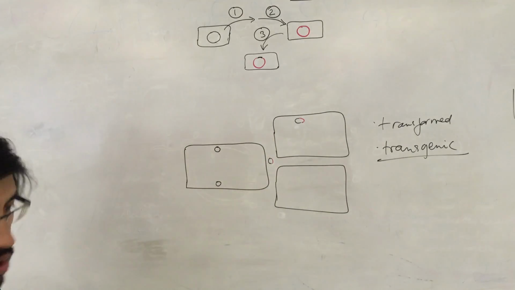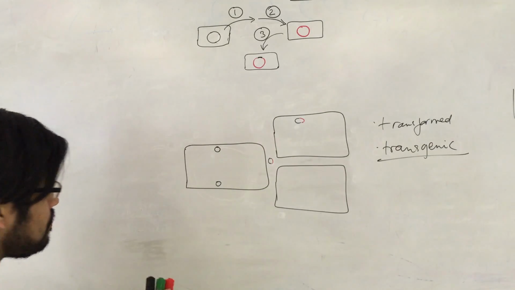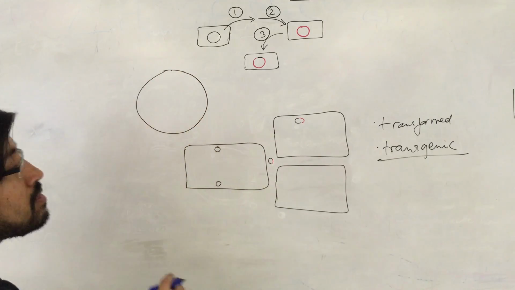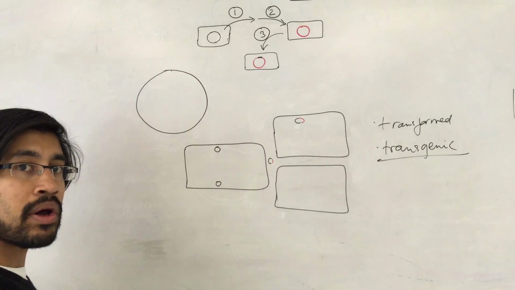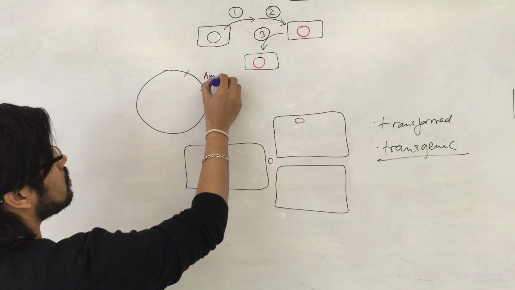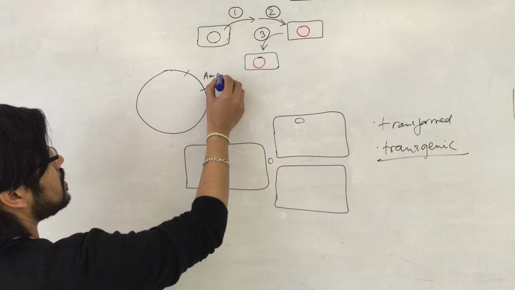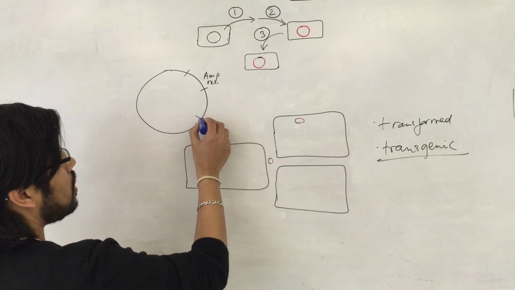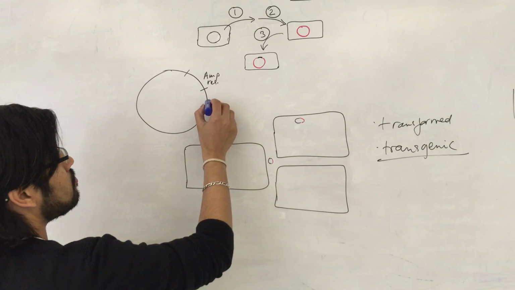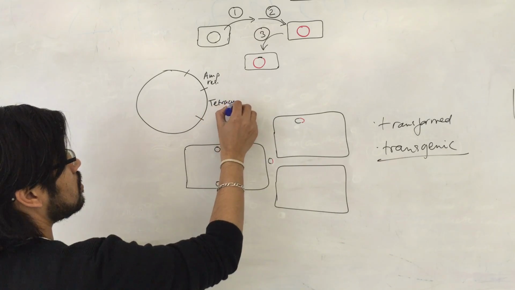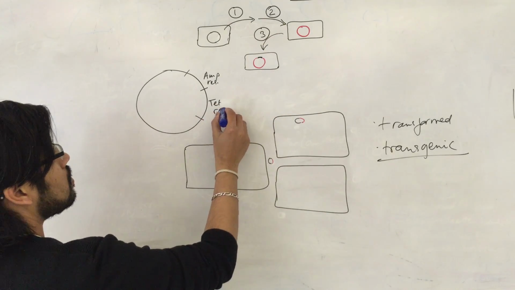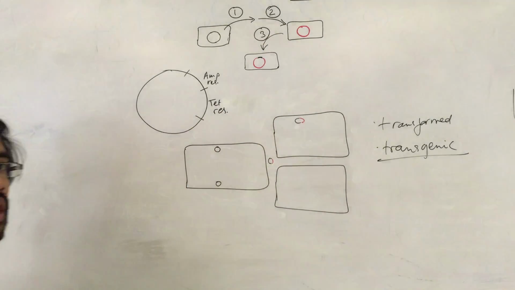Okay? And what we need to remind ourselves is that our plasmid had 2 genes for antibiotic resistance. One of the genes gave it resistance to ampicillin, the ampicillin resistance gene, and the other gene had resistance for tetracycline. It's called TET resistance.